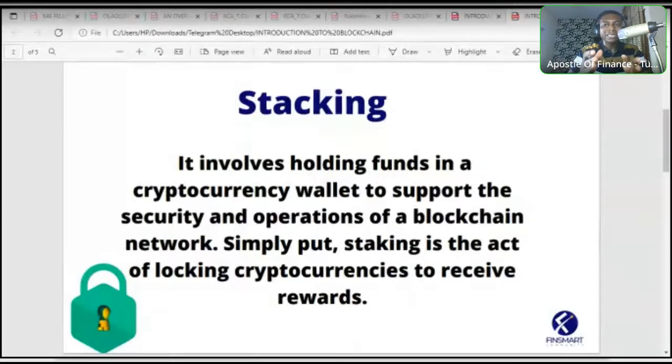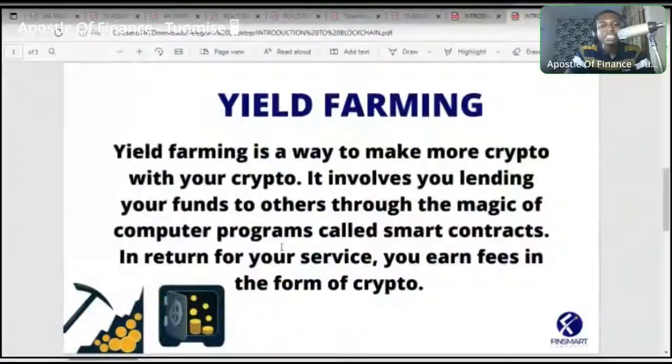So that's staking, right? So in summary, before I go to the next one, in staking, you have to lock your funds. You can't remove them anytime soon. Okay? So the next one is yield farming, right? Yield farming.